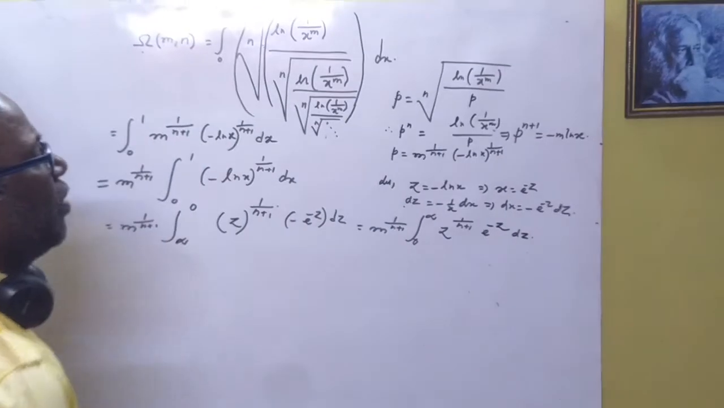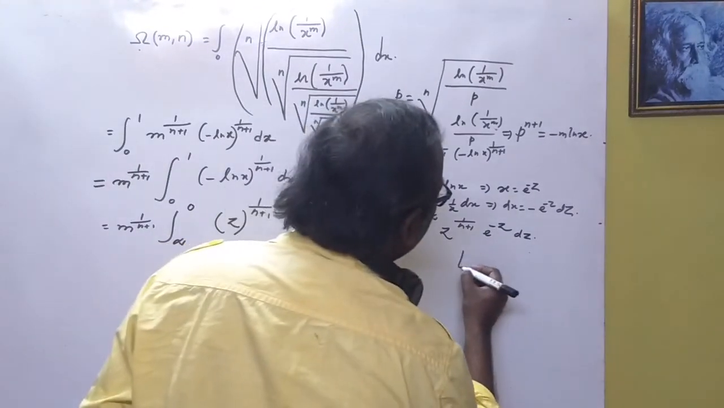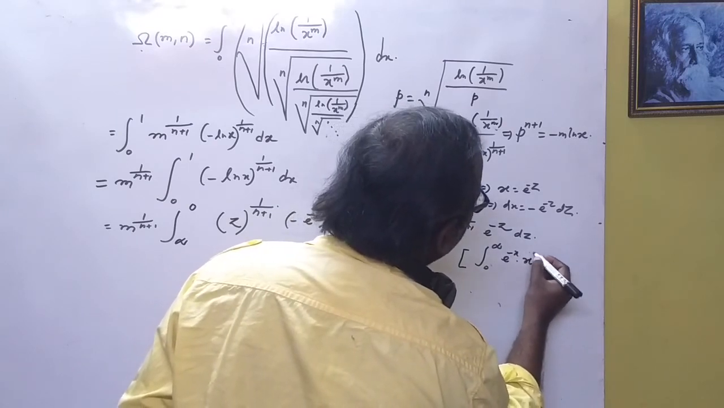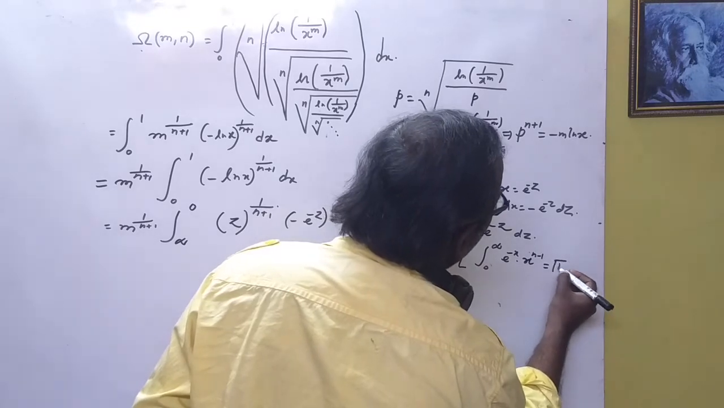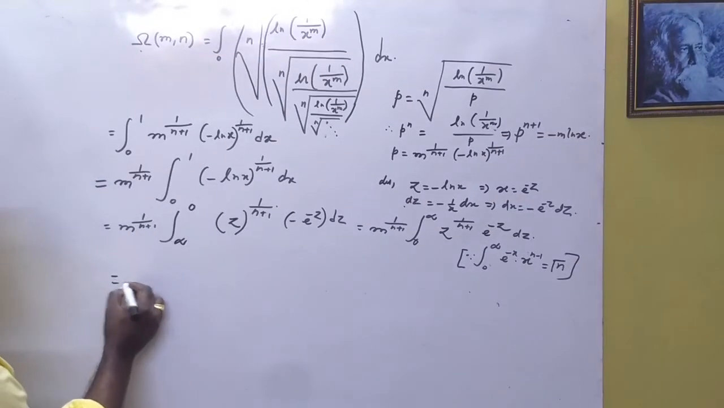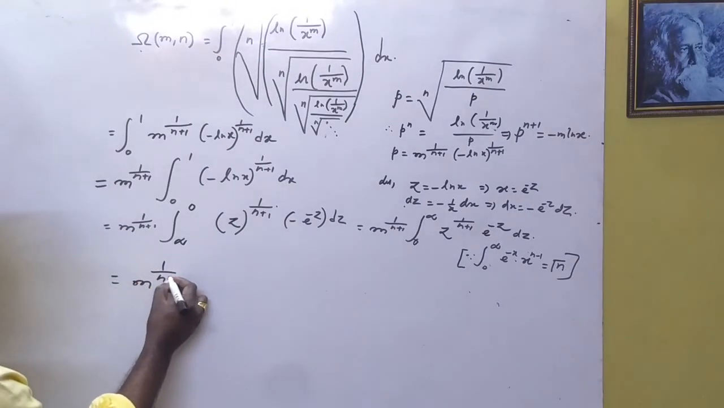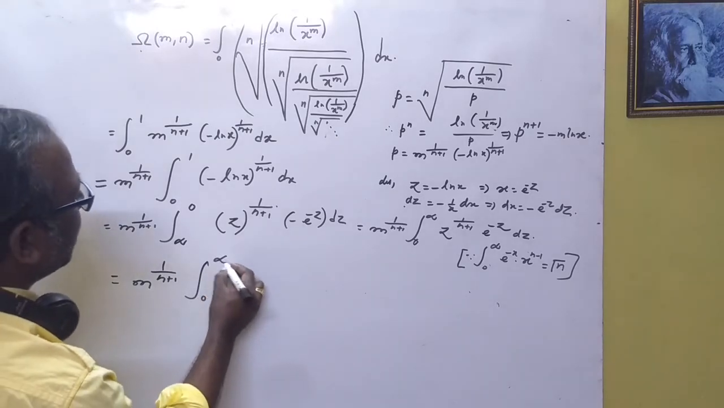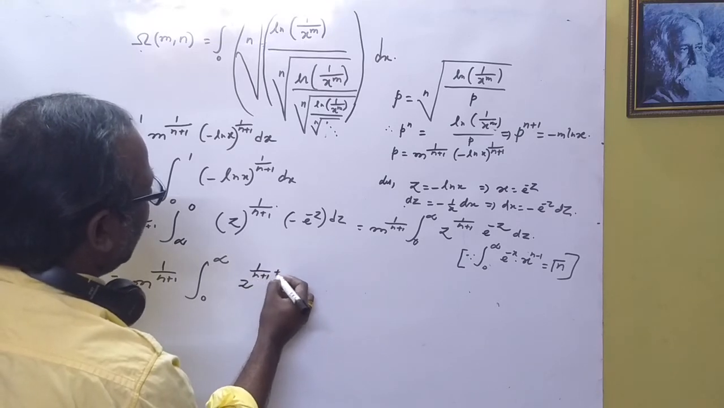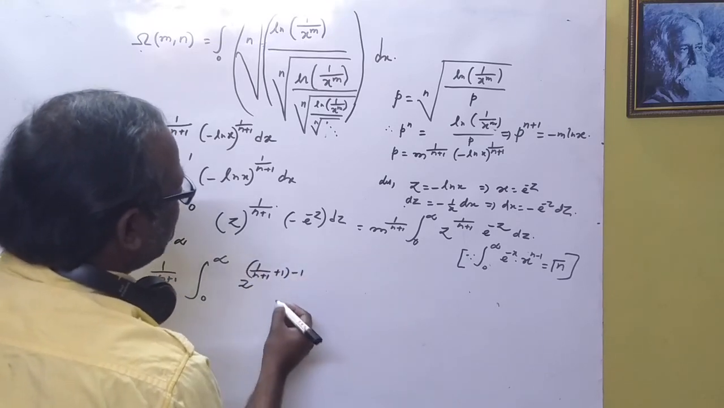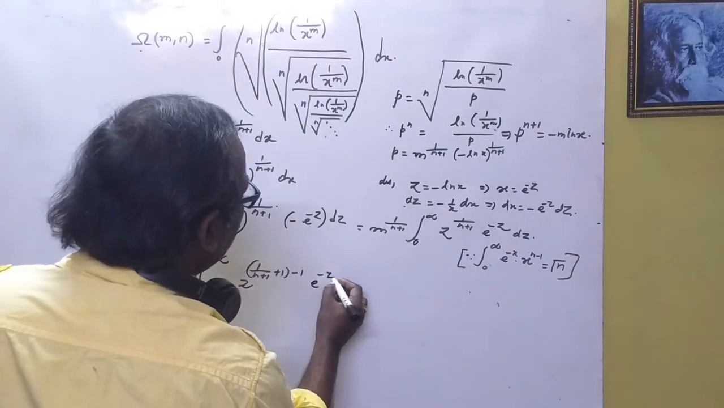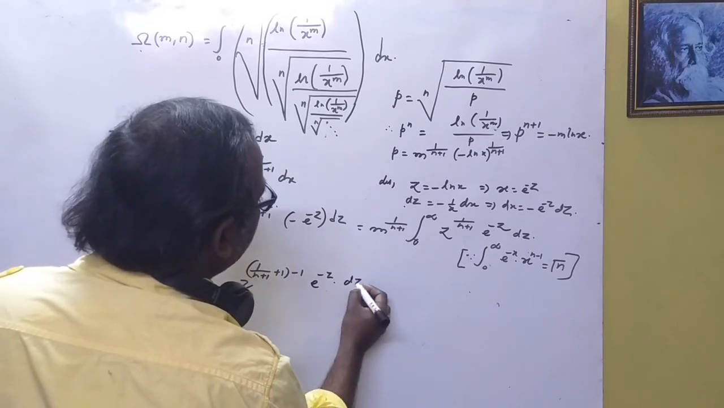And now z to the power 1/(n+1) e to the power minus z dz. From the gamma function, we can write the integral from 0 to infinity of e to the power minus x times x to the power n minus 1 dx is equal to gamma n. So the formation comes out here: m to the power 1/(n+1), integral from 0 to infinity of z to the power 1/(n+1) plus 1, then subtract 1 for the formation of the gamma function, e to the power minus z dz.